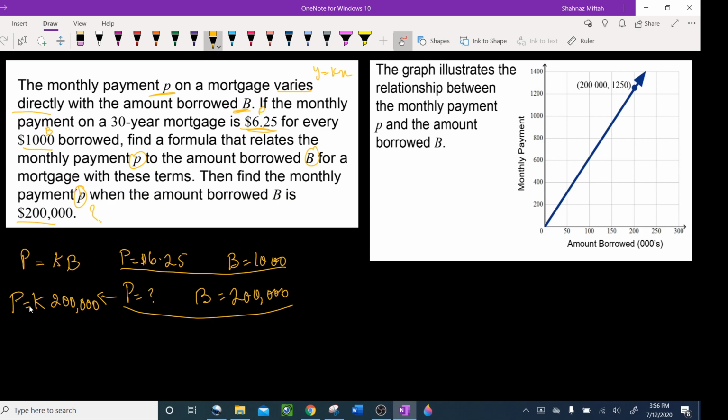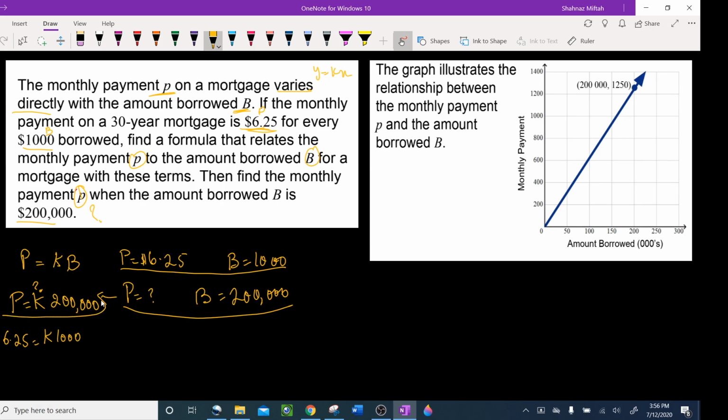We can't do it. So we have to find this K. How do I find this K? This is another piece of the information that they gave me in the beginning. This is the information that I'm going to use to get this K. So let's put the information there. 6.25 is the payment. K we don't know, but B is $1,000.